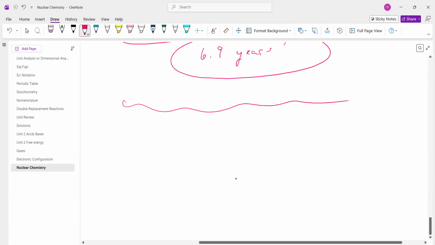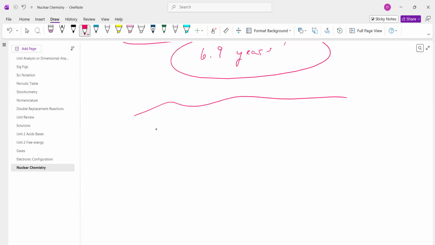Okay, so let's say we're looking for half-life. No, let's not do that. Let's define half-life, let's say it's 3 years again.